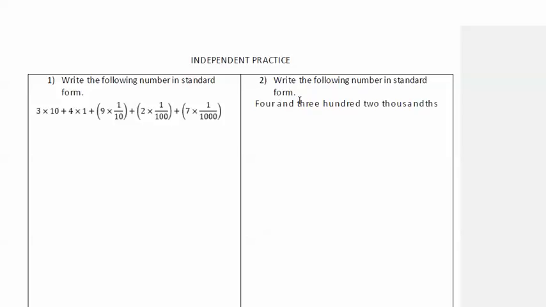4 and 302 thousandths, that 2 needs to be in the thousandths place, right? So we write this into a place value chart always, always, always, and then we never make a mistake.